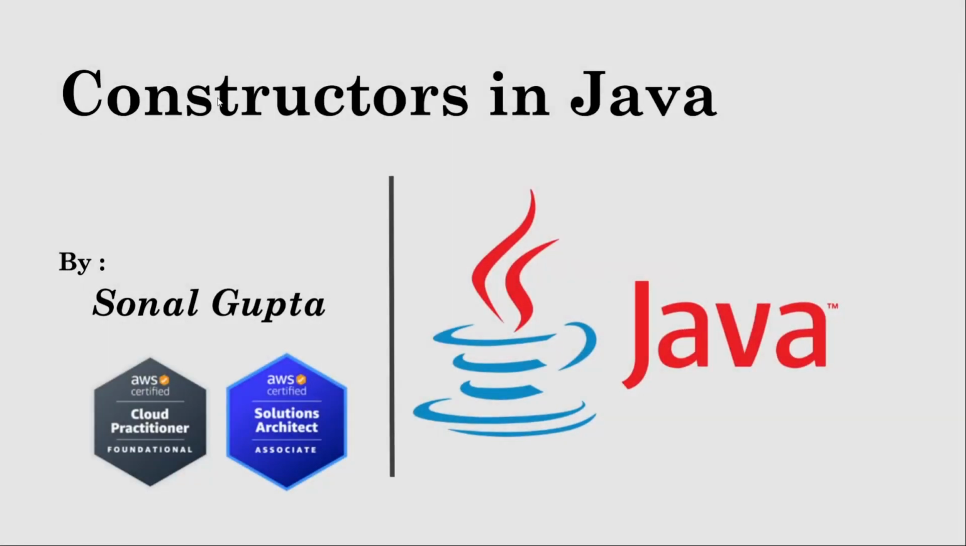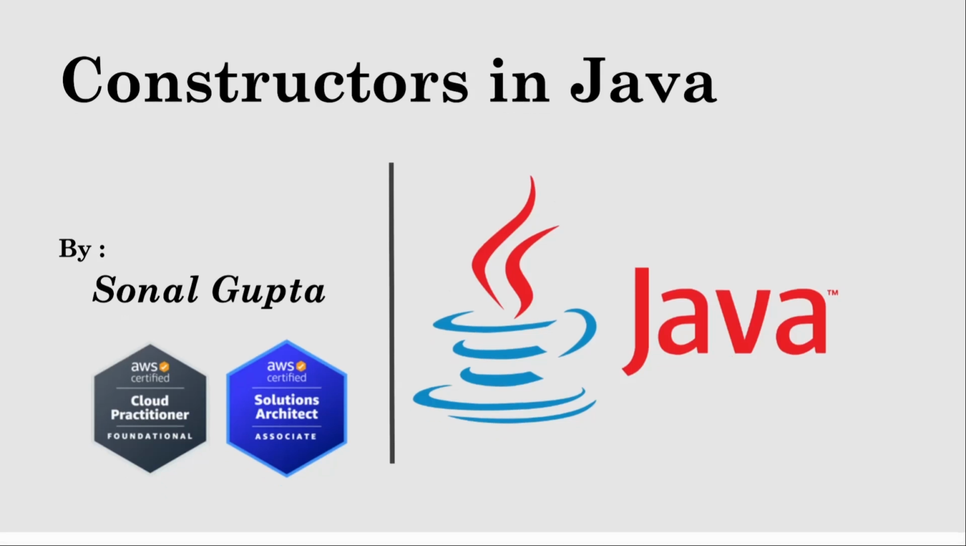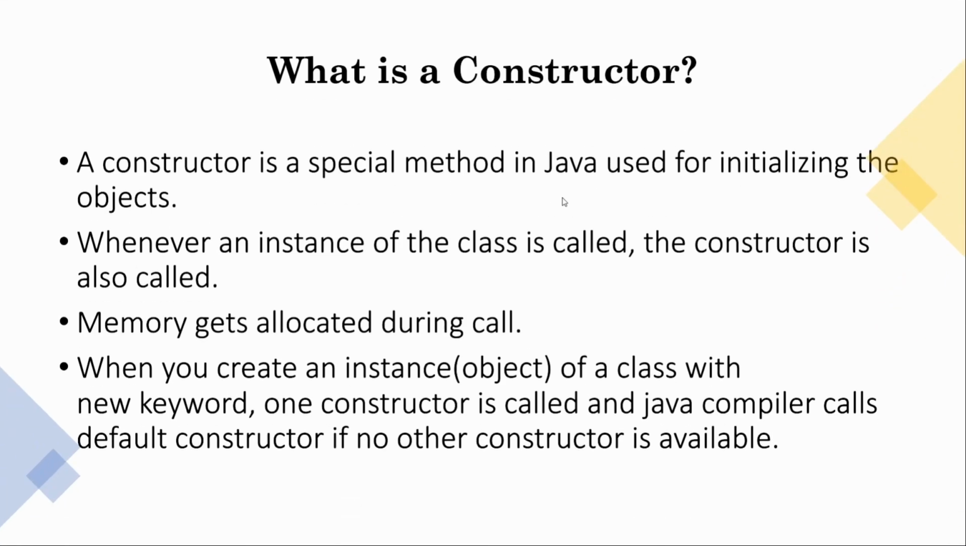Today I will be covering what are constructors in Java. To know about methods, variables, data types, you can check out the previous tutorials on Java in the playlist called Java. So let's start. So what is a constructor? Constructor is a special method in Java that is used for initializing the objects. So whenever an instance of the class is called, the constructor is also called.